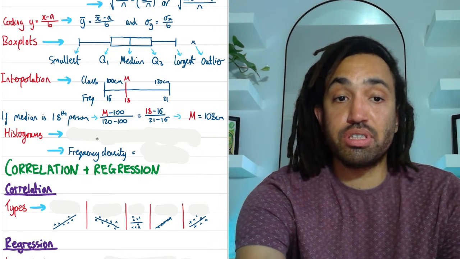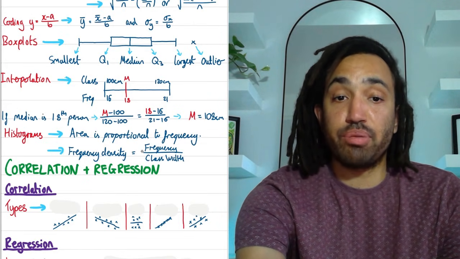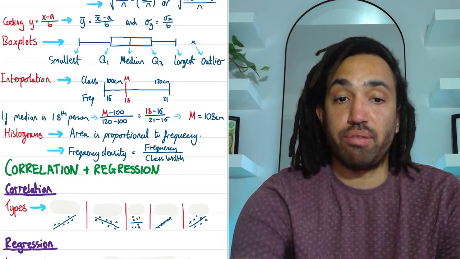Okay, histograms. We should know this from GCSE. Area is proportional to frequency, and frequency density is frequency over class width.